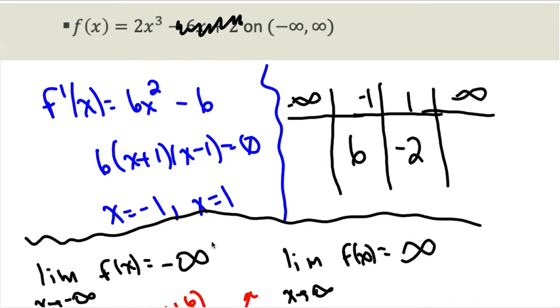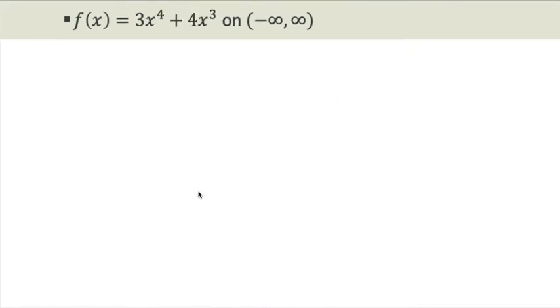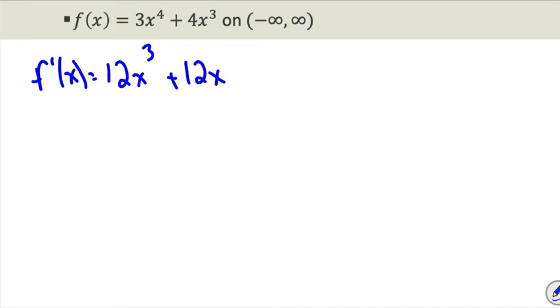Okay? Next example. First of all, take the derivative. F prime of x equals 12x to the third plus 12x squared.